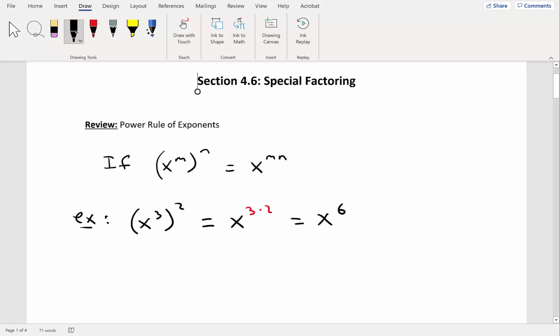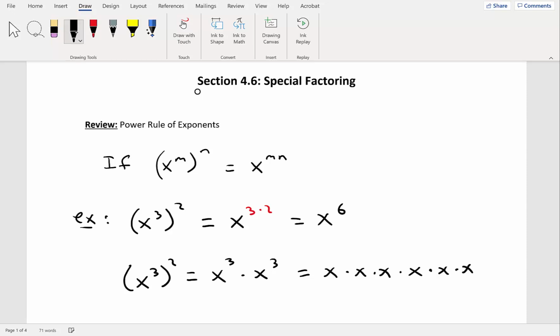If I were to work this out a different way, x to the third raised to the second would be x to the third times x to the third. If I expanded out each x to the third, this would become x times x times x times x times x times x. Rewritten in exponential notation, this is x raised to the 6th, just like what we got over here. But instead of expanding it out completely and then combining back together, I could go ahead and use that power rule.